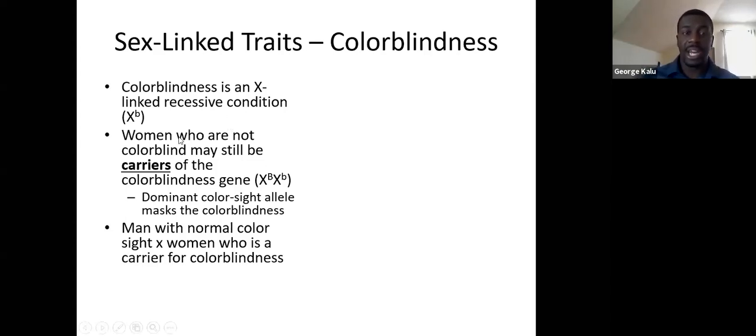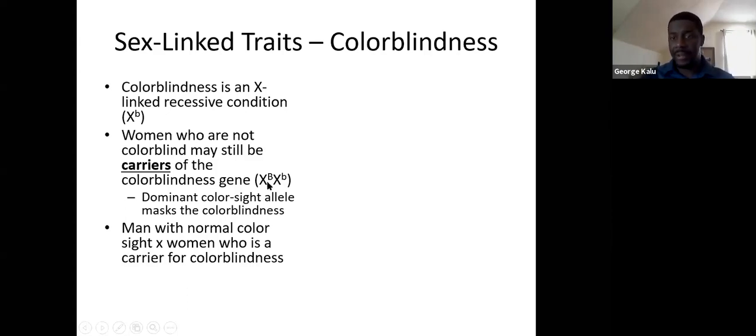It is possible for women to not be colorblind, but they can still be carriers for it, which means they're heterozygous. They're carriers because they have one copy of the dominant normal color sight allele, so they can see colors normally, but they also have one copy of the color blindness allele. However, because that color blindness allele is recessive, it ends up getting masked by the normal allele. So their genotype becomes X big B, X little b.